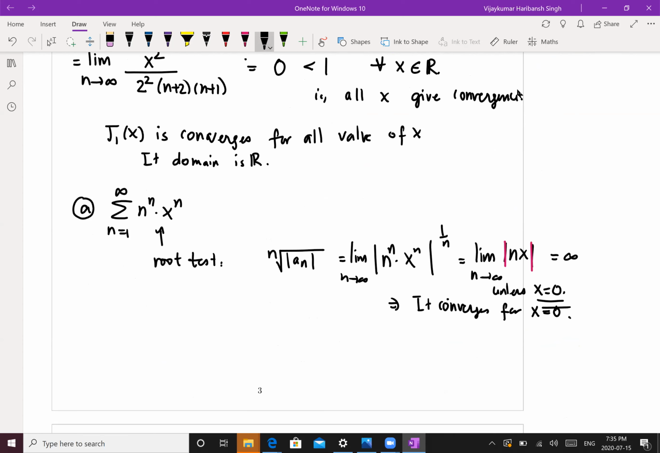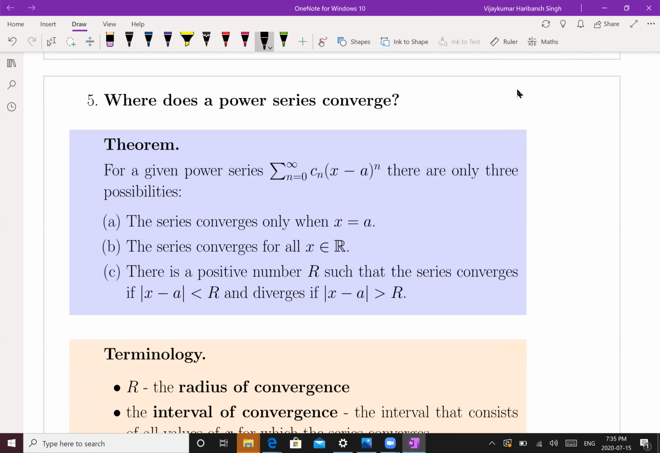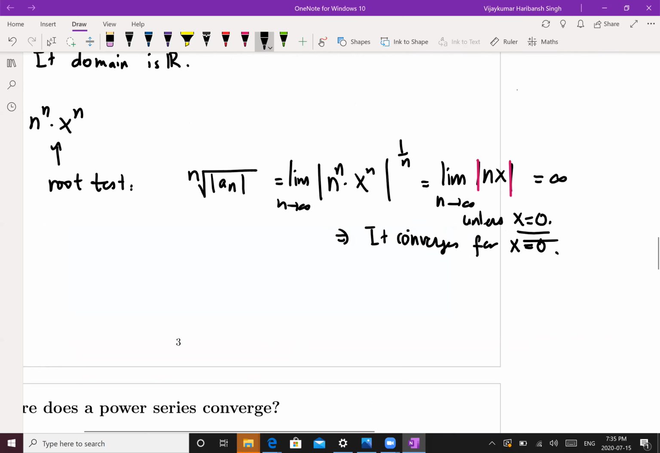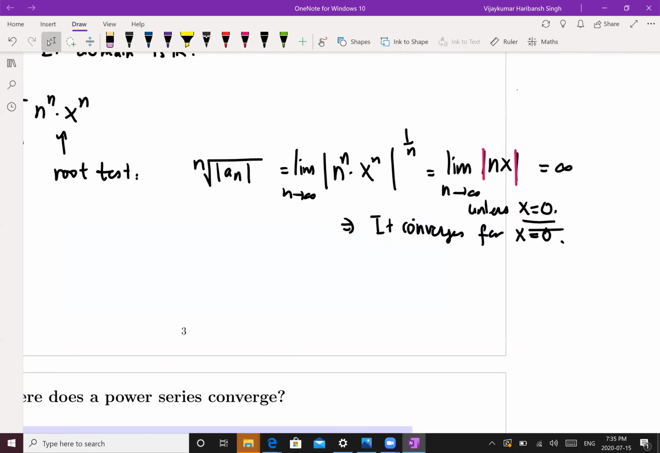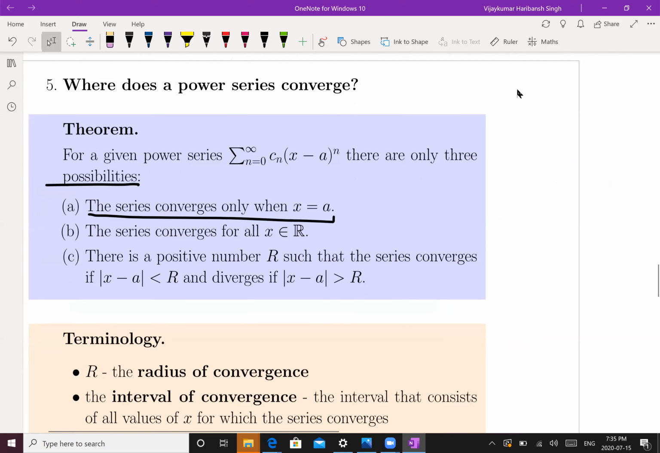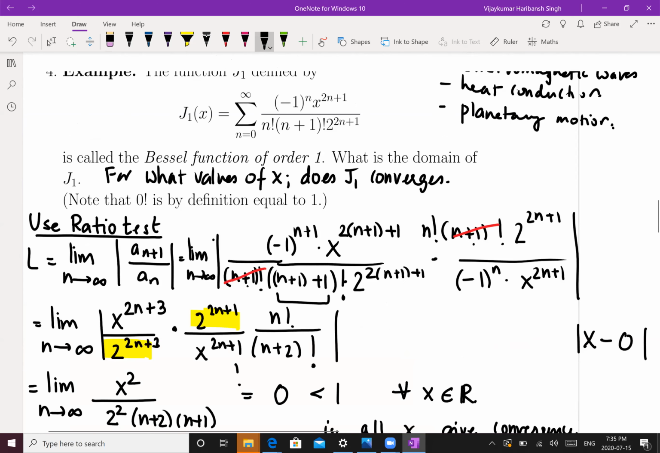So this generalizes the nature of power series about the convergence aspect of it. So what is the nature? Given a power series, sum n equals 0 to infinity, Cn times (x minus a) to the power n, there are only three possibilities. One possibility is that it only converges when x equals a, like this example here. It only converged at x equals 0, which is the center. So if you have the center as a, there are some series which will only converge at the center. Second one is that it converges for all real numbers, as we saw for the Bessel's function.